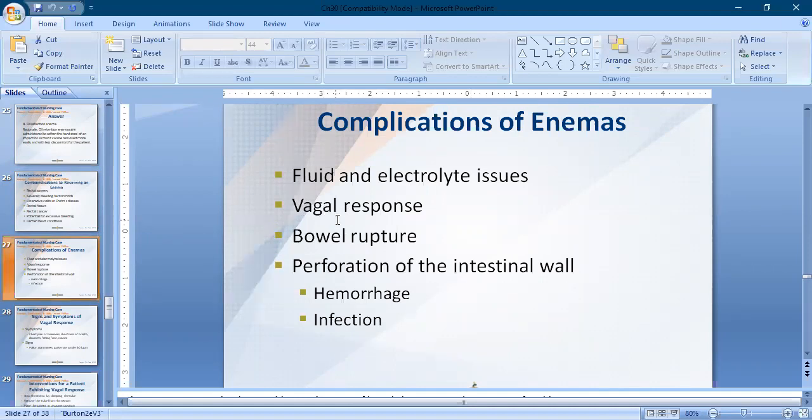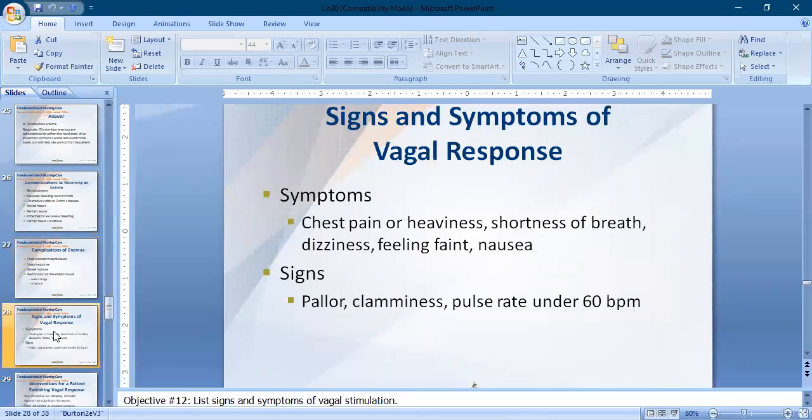Even in very severe cases, bowel perforation, or perforation of the intestinal wall because of hemorrhoid or infection, is very uncommon. So I said the 10th cranial nerve is called the vagus nerve.